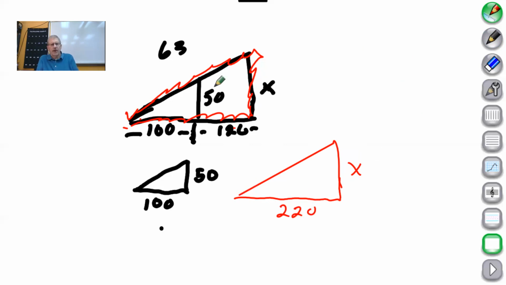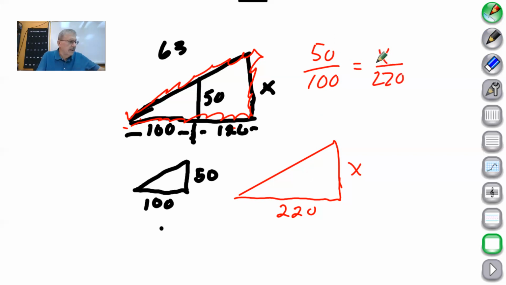Now you have two similar triangles. So sometimes you have to pick them apart. And now we can find out what X is. 50 is to 100 as X is to 220. Okay, and then we can calculate this. 50 times 220 is 1,100. And 100 times X is 100. I should say 11,000. Let me put another zero there. And this would be 100X. And so if I divide both sides by 100, I get X is equal to 110.